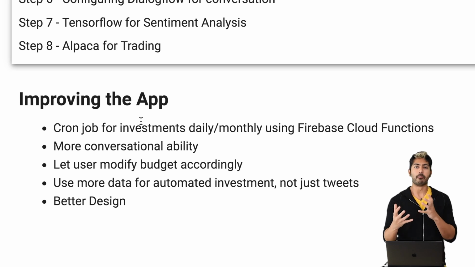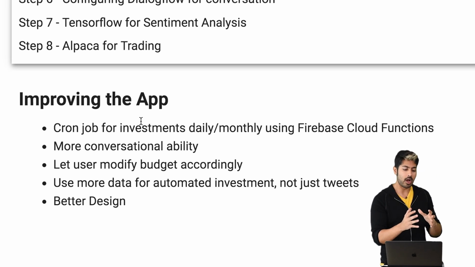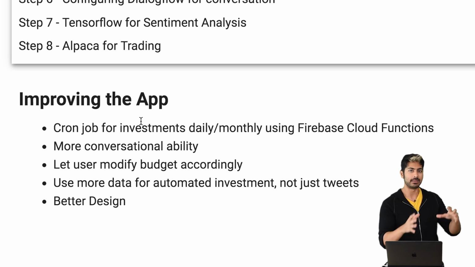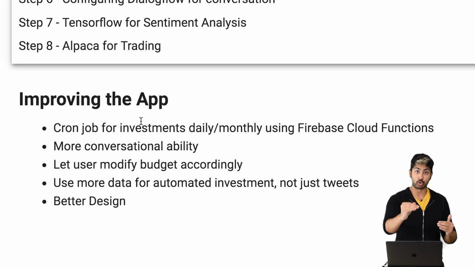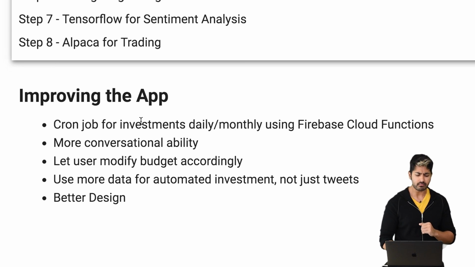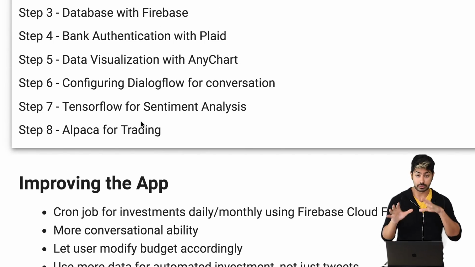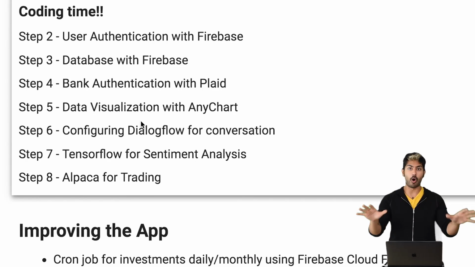We can also let a user modify their budget accordingly. Right now, their budget is basically what their budget was based on their spending from last month. But we can create a drop down and allow users to allocate their monthly budget as necessary, and then update that on the Firebase backend. And lastly, of course, we can design it better, in terms of the user interface. So those are all the parts of this app.